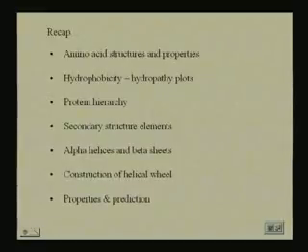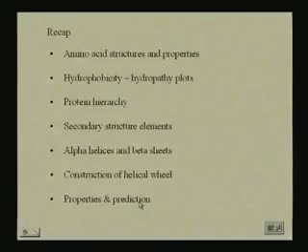Then we considered the secondary structural elements, mainly the alpha helices and the beta sheets, and their different properties as to how they interact and what their specific features are, be it the backbone or the hydrogen bonding properties. Then we constructed a helical wheel to figure out which regions of the alpha helix would be inside or facing the surface of the protein. And then finally we went to certain properties of proteins and predictions of secondary structures.